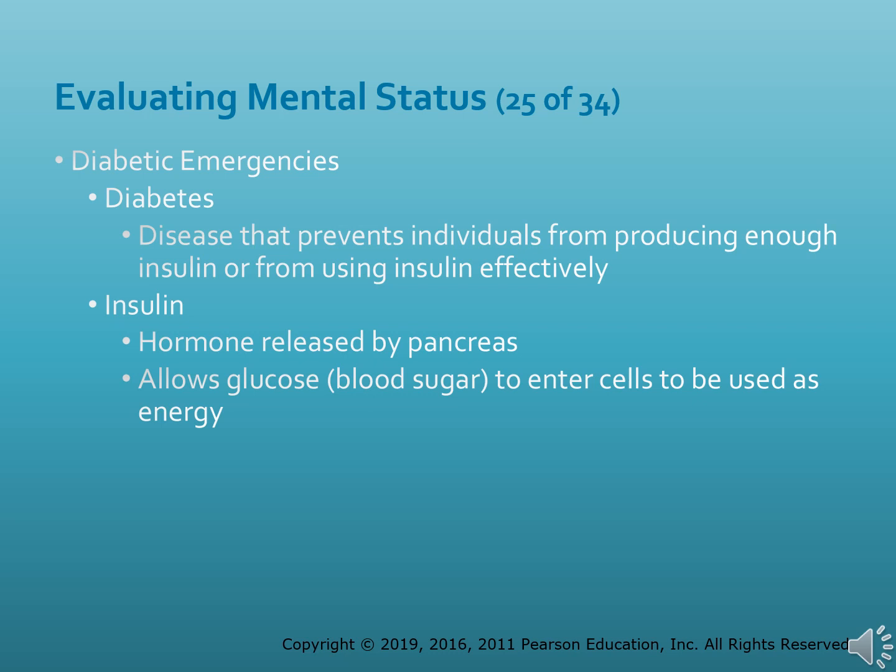Diabetic emergencies. Diabetes is a disease that prevents individuals from producing enough insulin or from using insulin effectively. Insulin is a hormone released by the pancreas. It allows glucose, or blood sugar, to enter the cells to be used as energy. The difference between type 1 and type 2 diabetes is that type 1 normally begins in childhood, and type 2 is typically in adults.